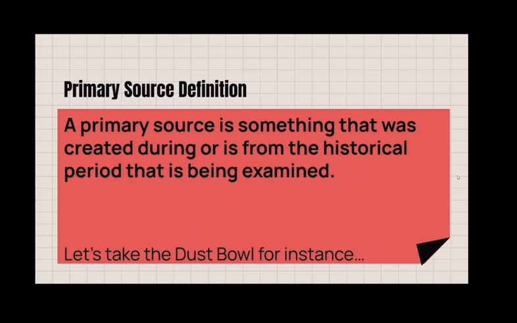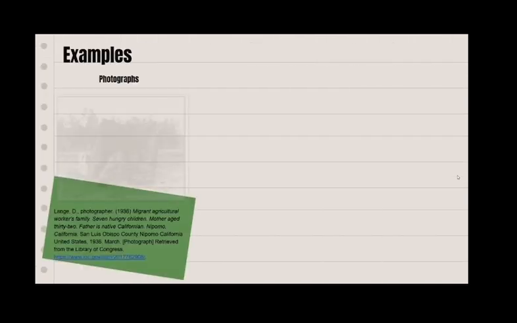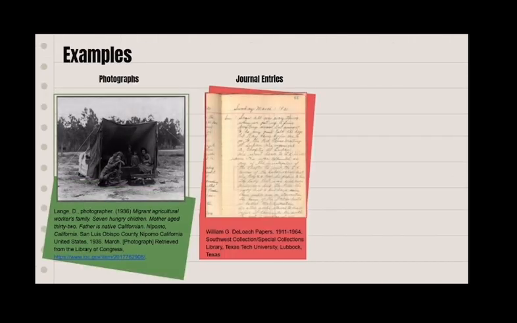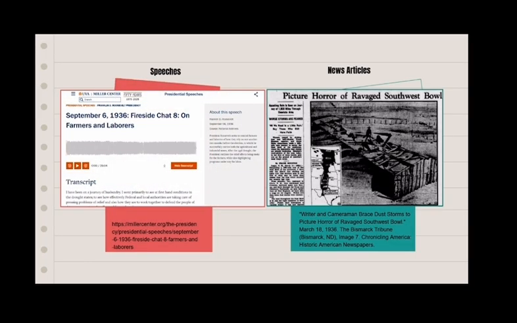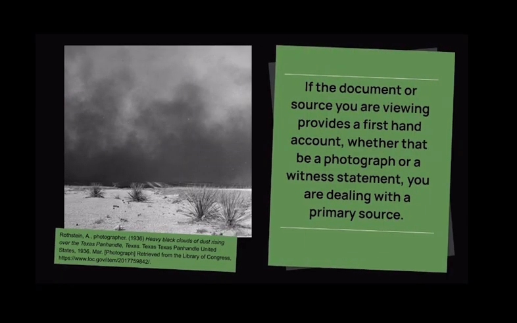Let's take the Dust Bowl, for instance. There are many primary sources that were created during the Dust Bowl, like photographs, journal entries, and even art. We can't forget about speeches, artifacts, and even news articles published while it was happening. If the document or source you are viewing provides a first-hand account, whether that be a photograph or witness statement, you are dealing with a primary source.